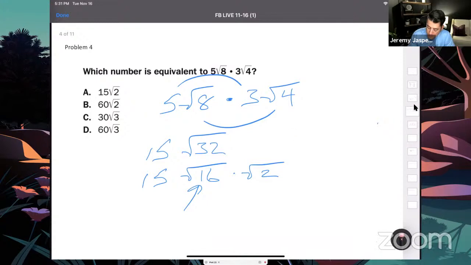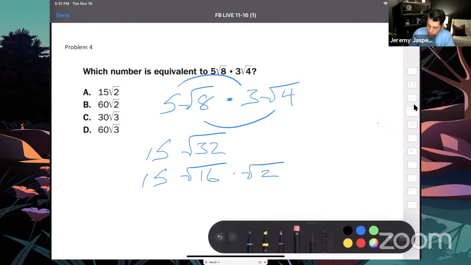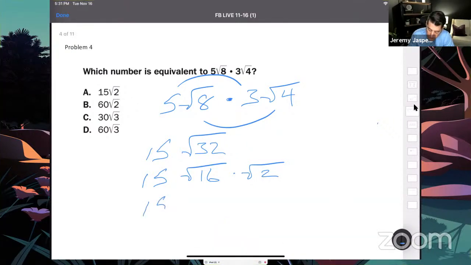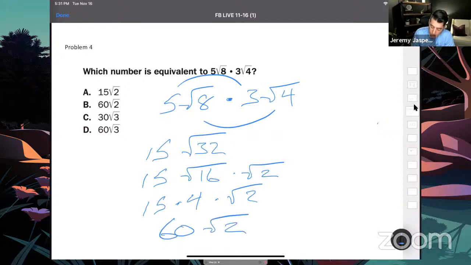Because my next step is to then simplify. I know that the square root of 16 is 4. So that comes out. So it's now 15 times 4 times the square root of 2. 15 times 4 gives me 60. The square root of 2 cannot be simplified any further. And therefore, B is the correct answer there. So that is simplifying roots.